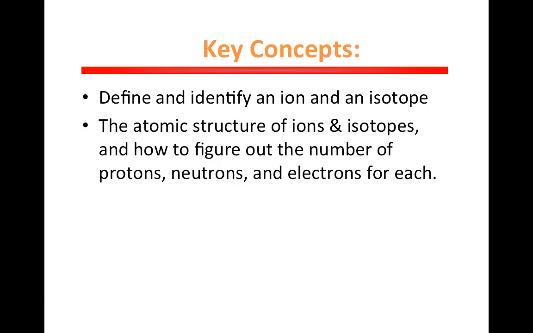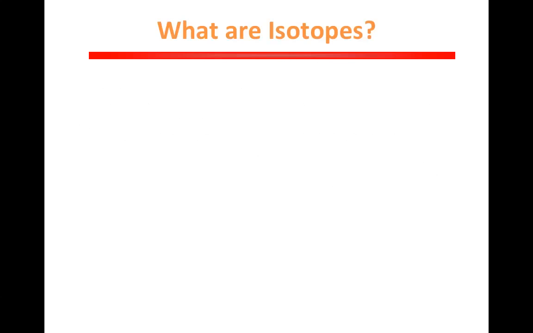Alright guys, so today's key concepts: you're going to define and identify an ion and an isotope, the atomic structure of an ion and isotopes, and how to figure out the number of protons, neutrons, and electrons for each. So let's go ahead and define what an isotope is.